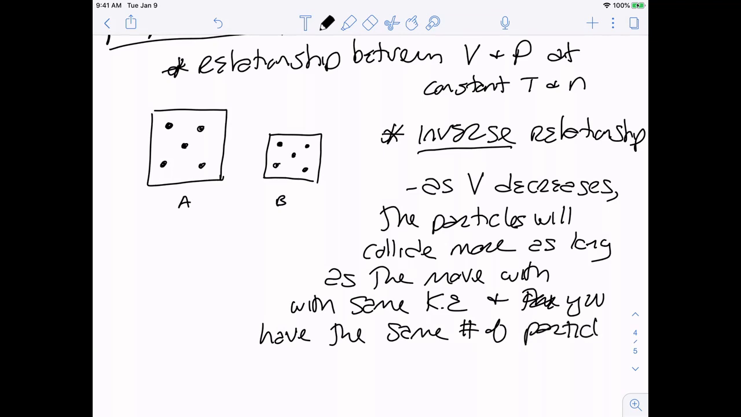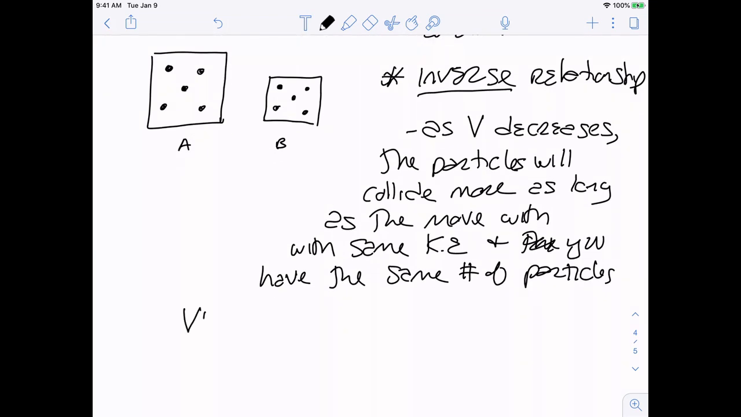And then, of course, you could write the opposite. As volume increases, the particles will collide less as long as they're moving with the same amount of energy and you have the same number of particles. So you should be able to describe it. I'm looking for a paragraph similar to that. At a 130 level, you'd add just to be able to recite the law. Now I want you to be able to explain the law. This is one step up.